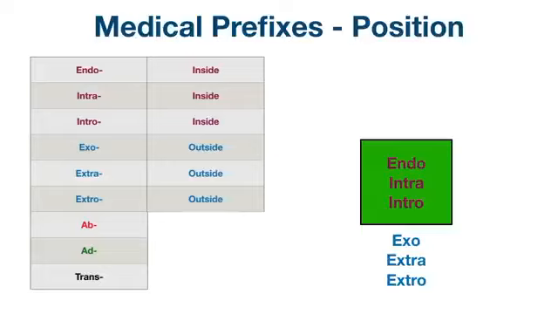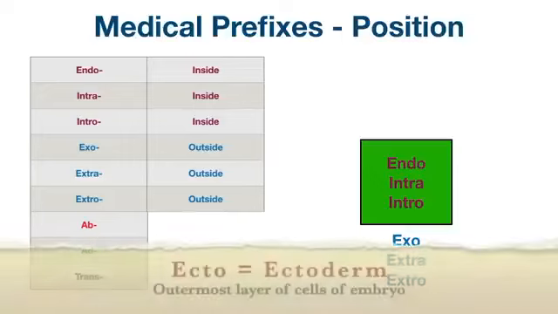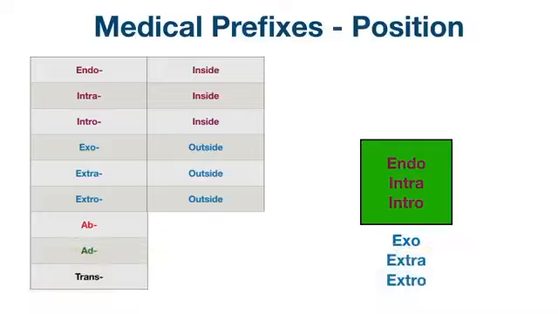You can think of an exit sign which takes you outside and begins with the letters EX, the same way that exo, extra, and extro do. You might also see the prefix ecto, which means outside as well. Think of ectoderm, which is the outermost layer of cells and tissues in an embryo.